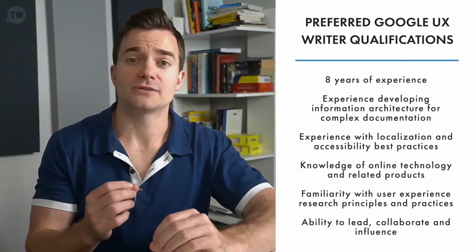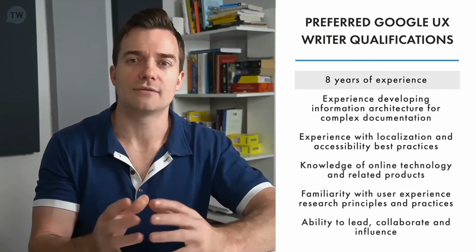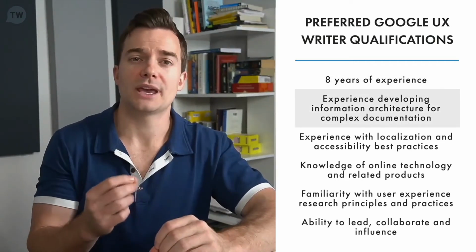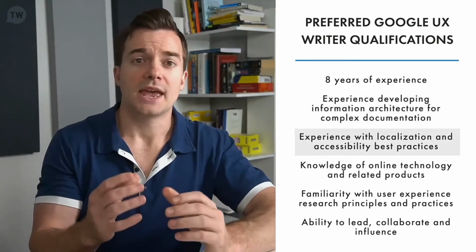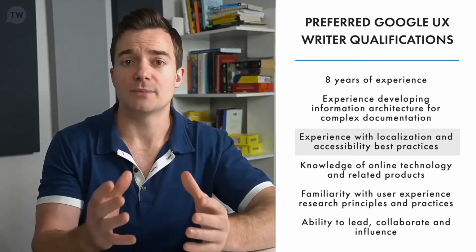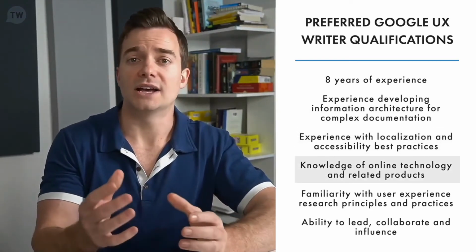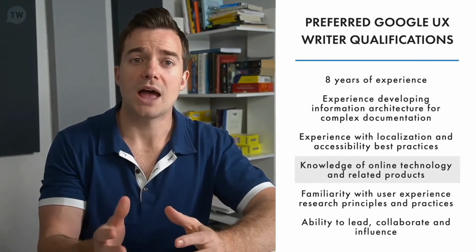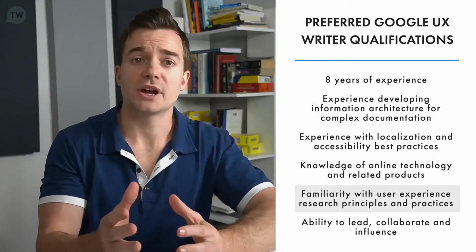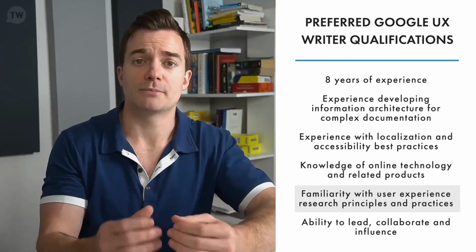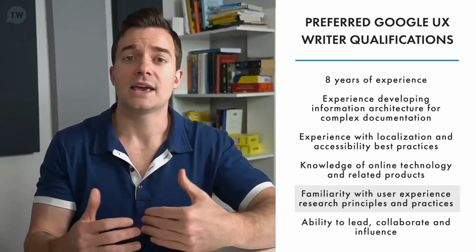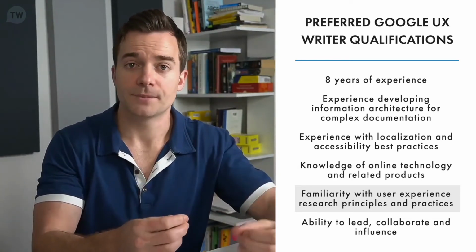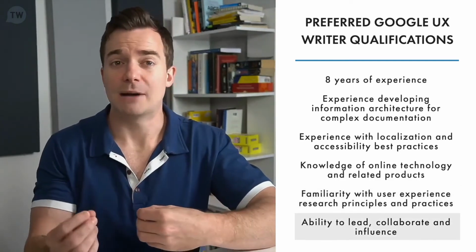The preferred qualifications for UX writers at Google include 8 years of relevant industry experience developing information architecture for complex documentation sets or product suites, and experience with localization and accessibility best practices, knowledge of online technology and related products, including web and mobile UI and tools, familiarity with user experience research principles and practices on how to use data to provide informed user insights, and that may be something like being able to conduct really good user interviews. And you should also have an understanding of how to collaborate and influence engineering, design, and product management teams.